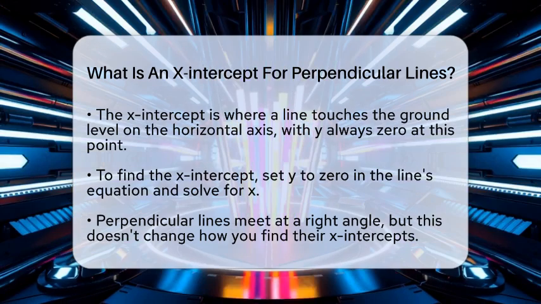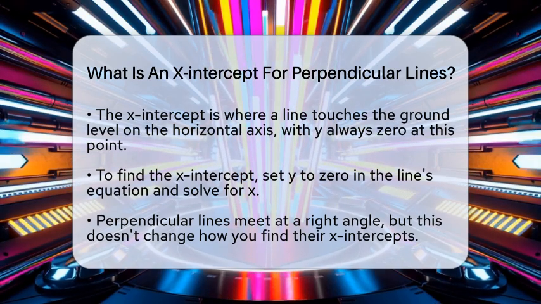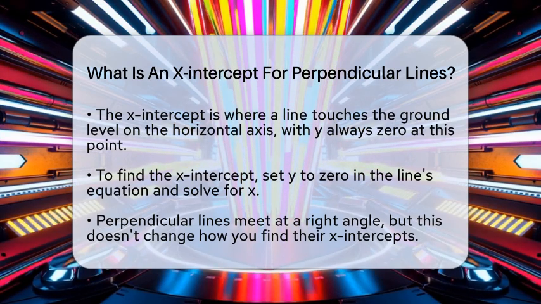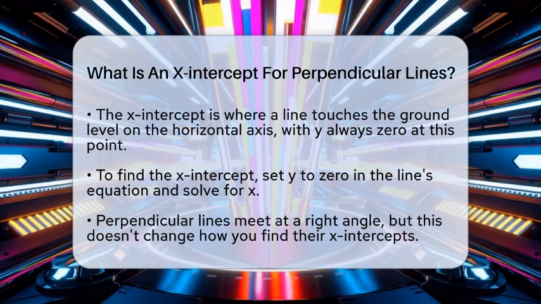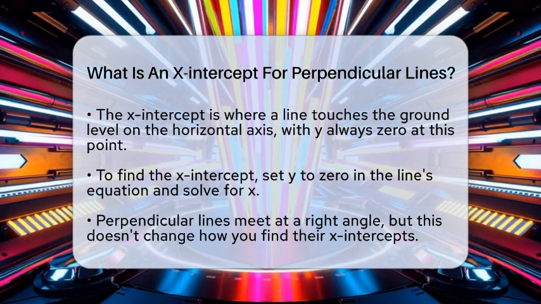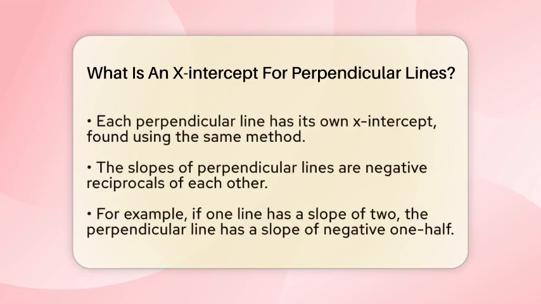Now, when we talk about perpendicular lines, these are lines that meet at a perfect right angle, which is 90 degrees. Each of these lines has its own x-intercept, just like any other line. The fact that they are perpendicular doesn't change how you find the x-intercept. It still involves setting y to 0 and solving for x in each line's equation.